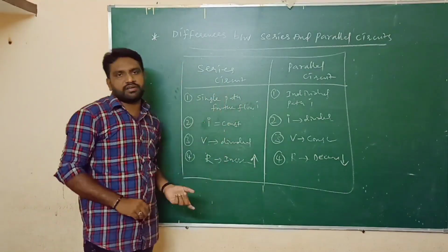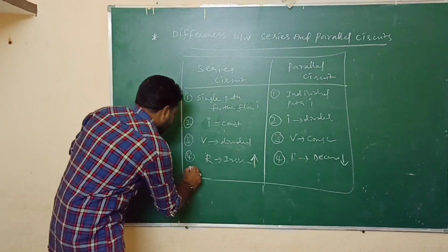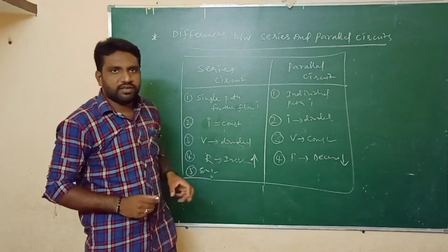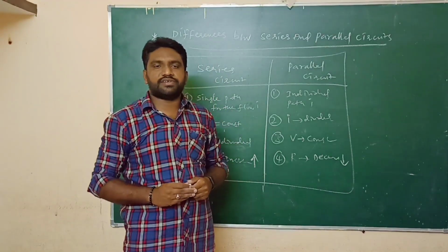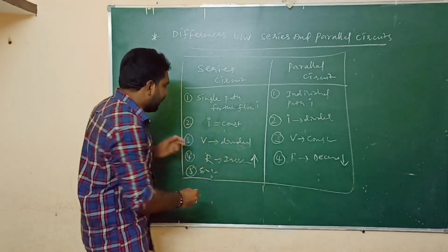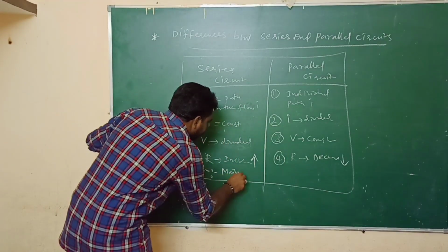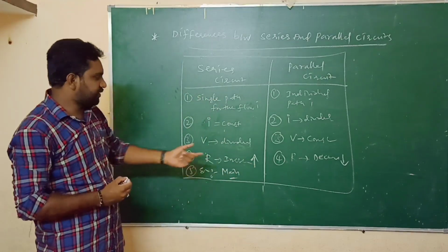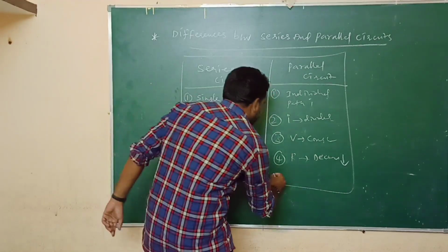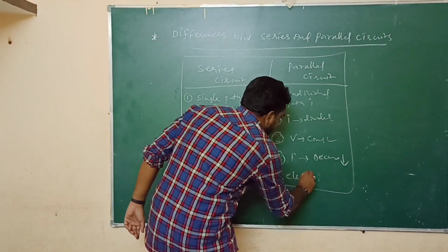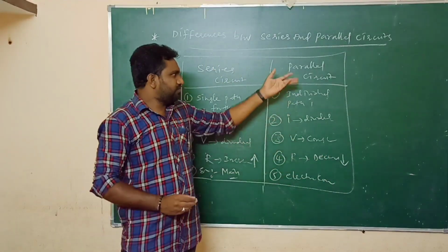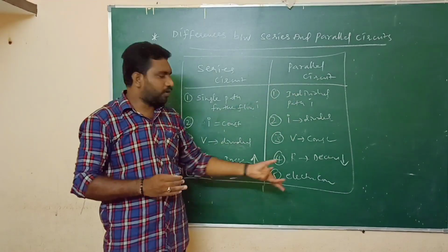So now we will consider an example for each one, series and parallel circuit. Example for series circuit: especially if we consider household appliances, the main is always connected in series circuit. And example for parallel circuit is the remaining electric components. Electric components like switches, bulbs, generally they are connected in parallel circuit. Why? Because we want to operate them individually.